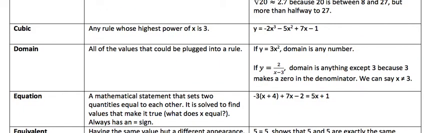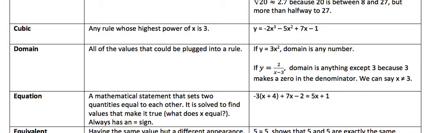Now, domain. The domain is all the values you can plug into a rule, and we are going to spend a lot of time looking at domain this year. So just as some early examples, if y equals 3x squared, the domain is anything. I can plug any number I want in for x if I was going to make a table for this. I could plug in positives, negatives, decimals, fractions, pi.